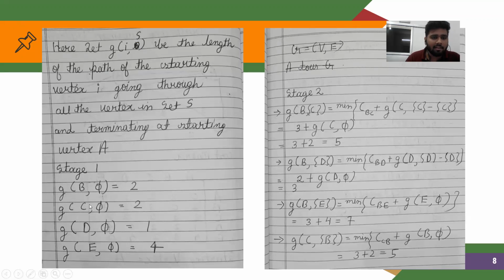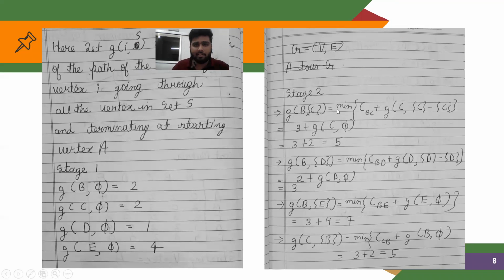Now we will be writing G of C comma phi is also 2. G of D comma phi is 1. G of E comma phi is 4. We are using the same concept as in B comma phi, and we have written these values from the cost matrix. As I explained earlier, in stage 1 we make all the possible combinations with phi. Now moving to stage 2, we will make the combinations with the other elements rather than using phi.